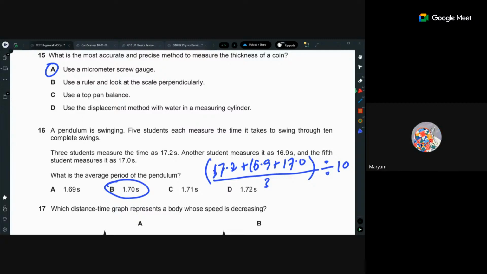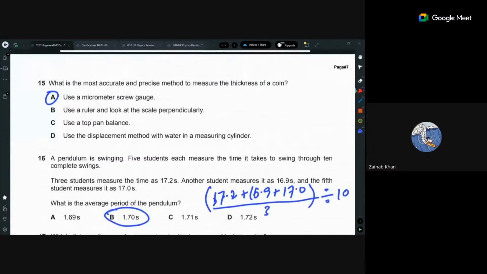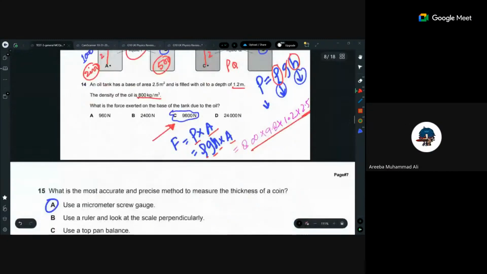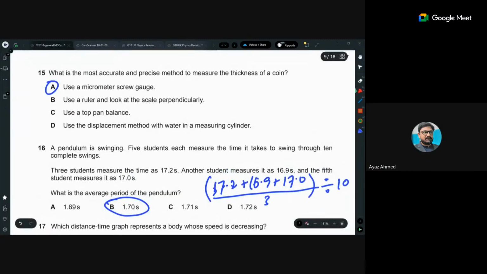Sir, why is it 15 with you, but it is 16 with me? I don't know. There was no question 15. Yeah, there was no question 15. Anyway, it's okay, let it go. So you have an extra question with you? I don't know how it happens. Anyhow, your 15 was missing. The numbering was the same as 16.